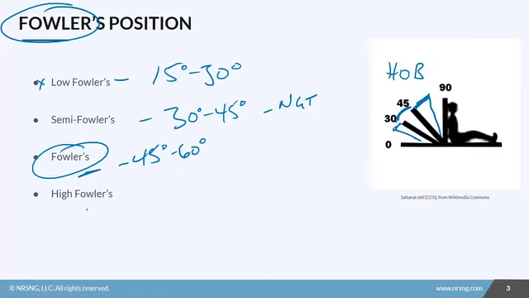Anything higher than this, like high Fowler's, which is 60 to 90, your patient is probably going to attempt to fall over. High Fowler's is really good for patients that need to sit up, but maybe they can't get out of bed, so it's great to get them in that upper position. Just know that when they get to 90, this can be uncomfortable.